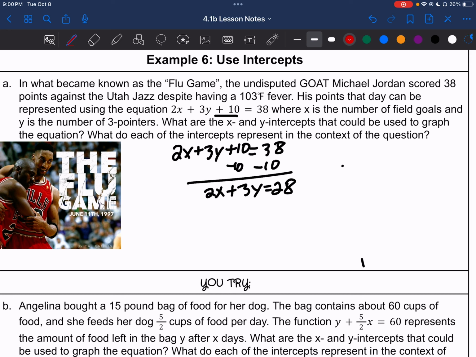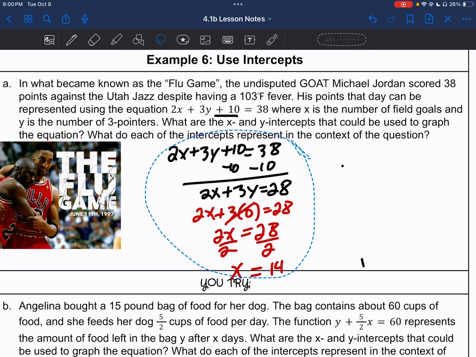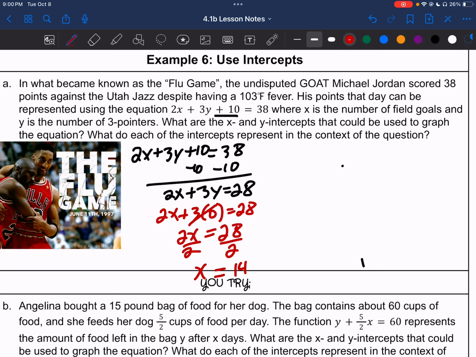So if we find our x-intercept, we have 2x plus 3 times 0 equals 28. That cancels out. 2x is going to be equal to 28. Divide by 2, and my x value is 14. Now, in the context, what is this 14? Well, when we look at it, the 14, I'm going to slide that over a little bit. The x is our number of field goals. So if we have 14, that's 14 field goals.